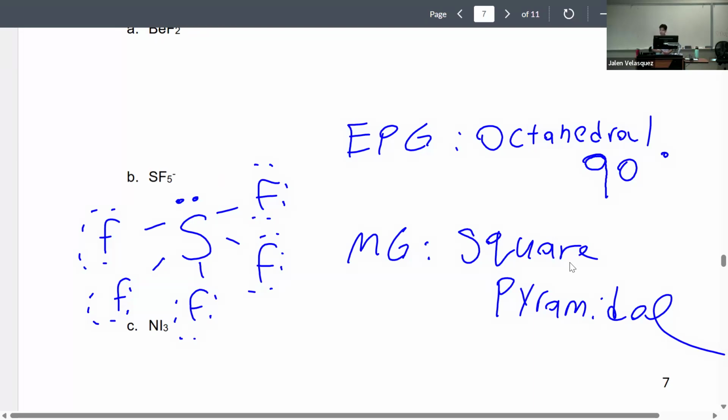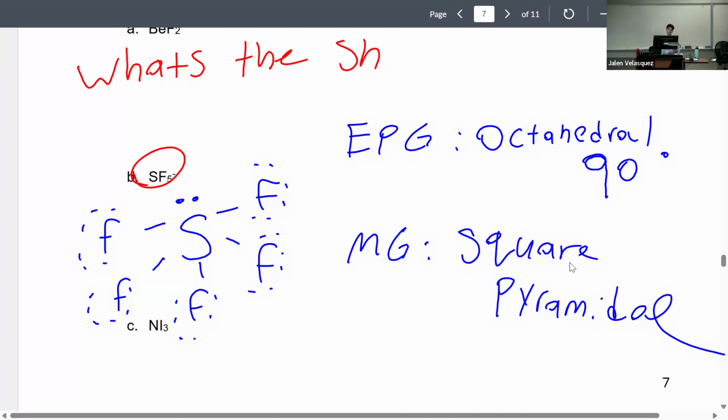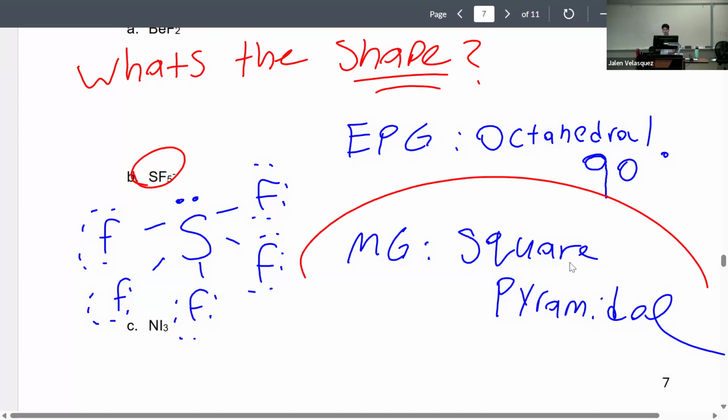Okay, so what if I asked you on an exam, for SF5 minus, what if I was just very vague and I said, what's the shape of the molecule? So I don't specify electron geometry or molecular geometry. I just want to know what's the shape. What would you answer? Good. So when you're asking shape, it's always referring to molecular geometry, right?